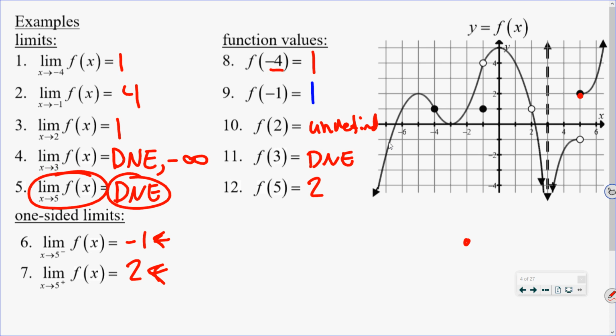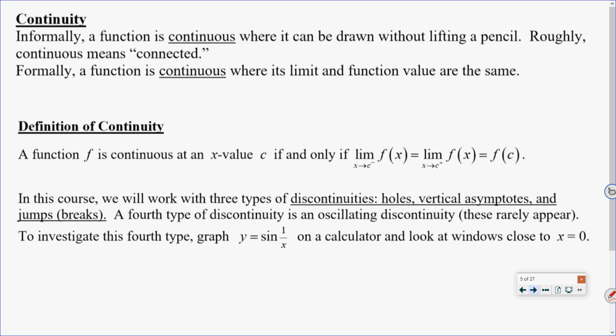We're going to talk next about continuity. Continuity really means, here's an informal definition. I like what our book has here. It says if you can draw a graph without lifting your pencil off, that means it's connected, or it's continuous. The formal definition is if its limit and the function value are the same.